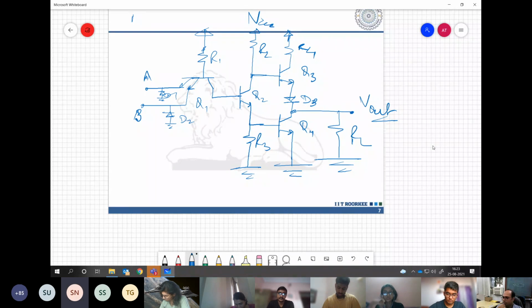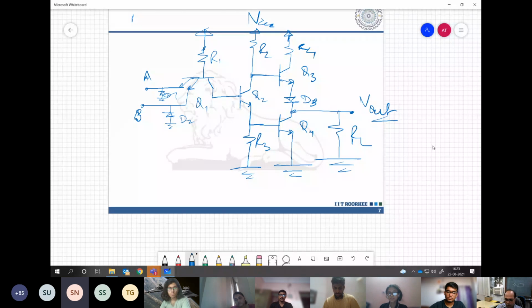It's a NAND gate. Okay, how? So Shiva is suggesting that it should behave like a NAND gate. So how is that happening? Because if one input is low, then the output is high.